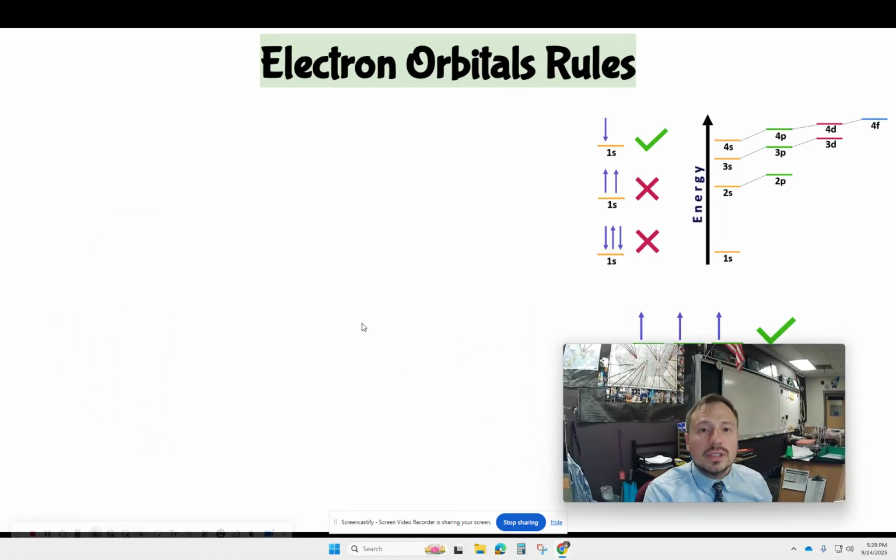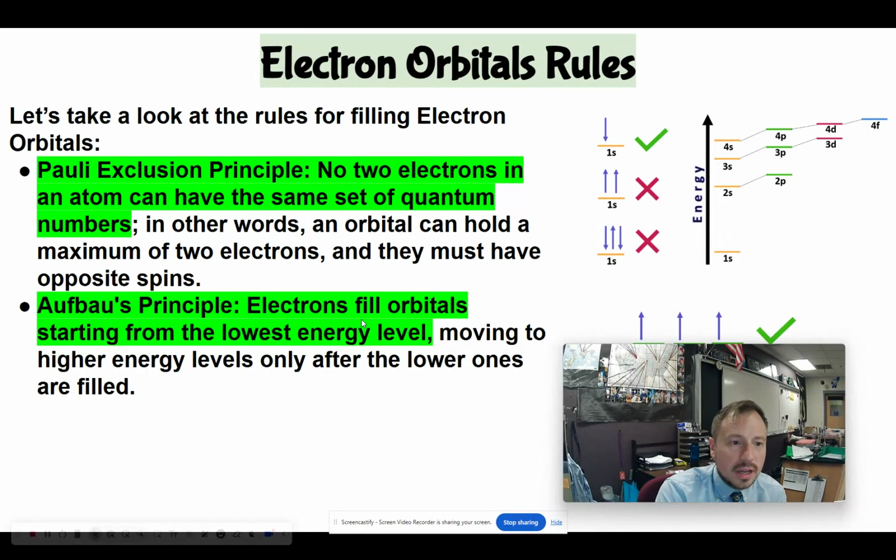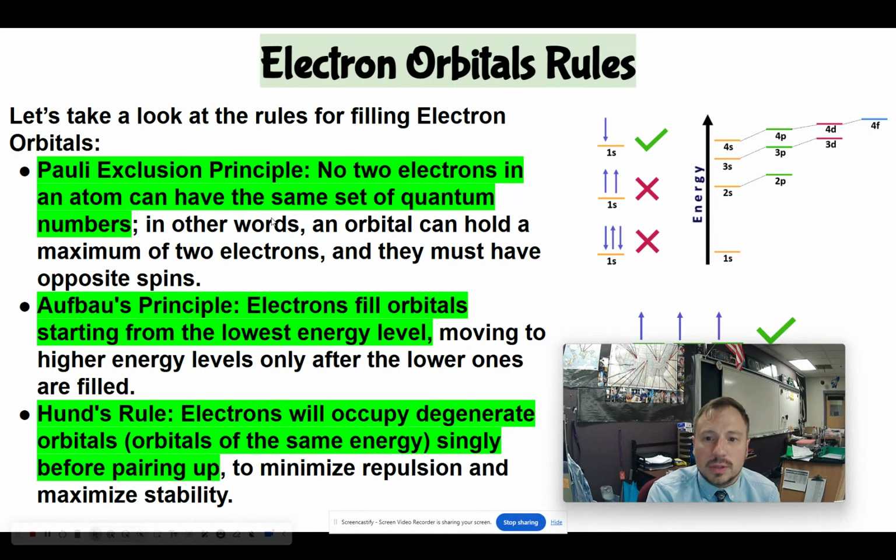So here are the rules for filling electron orbitals. There are three of them. You've got the Pauli exclusion principle. If you look off to the right, the one closest to the text: no two electrons in an atom can have the same set of quantum numbers. When we're drawing this, you depict them with an arrow, one up, one down. That's what they mean by quantum numbers, or spins: spin up, spin down. You can have one up, one down in each spot, but you cannot have two of the same.